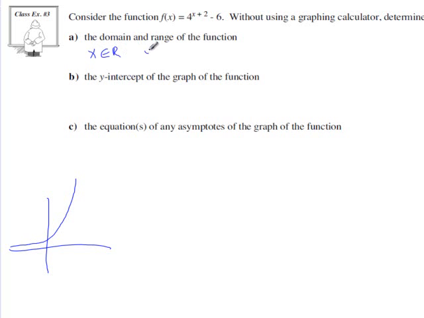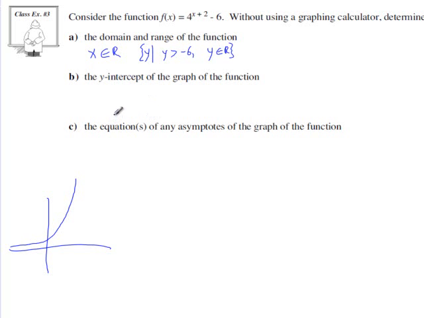And y has to be a real number, and y also has to be greater than -6 now. So y is greater than -6, and y is a real number.